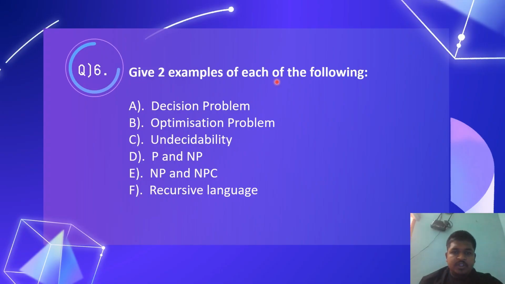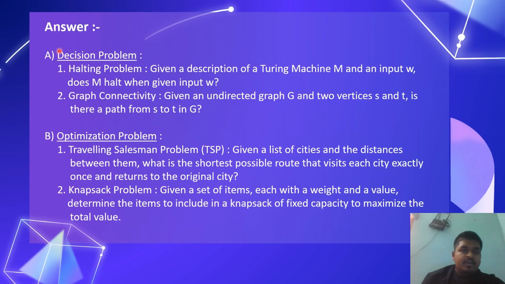Question number 6. Give two examples of each of the following: decision problem, optimization problem, undecidability, P, NP and NPC, recursive language. Answer. Option A, decision problem. Halting problem: given a description of Turing machine M and input W, does M halt on input W? Option second, graph connectivity: given an undirected graph G and two vertices S and T, is there a path from S to T in G?